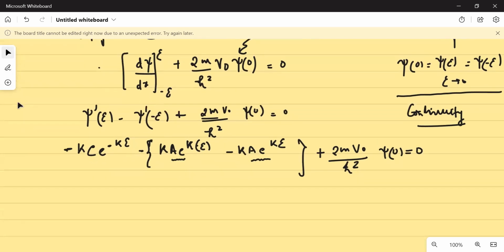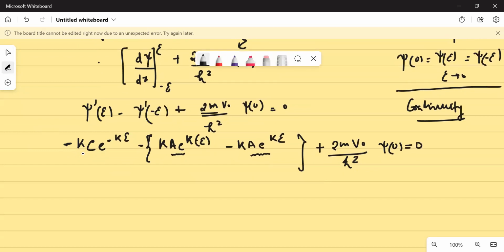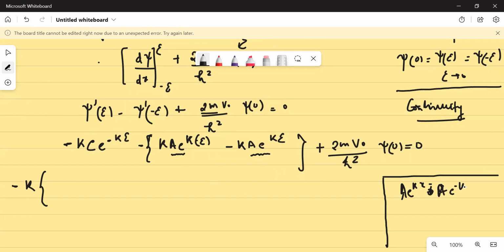Now what I would do is write all these terms. Yesterday, I just kept C e to the power minus k epsilon. So what is C k e to the power minus k epsilon? I will write it all over again. Your wave function was A e to the power kx minus A e to the power minus kx for all x less than 0 and greater than minus epsilon, and for all x greater than 0 you had C e to the power minus kx.